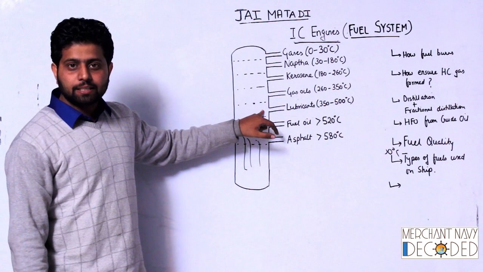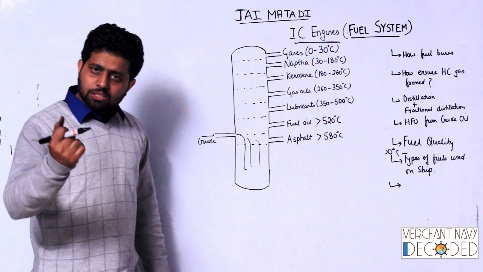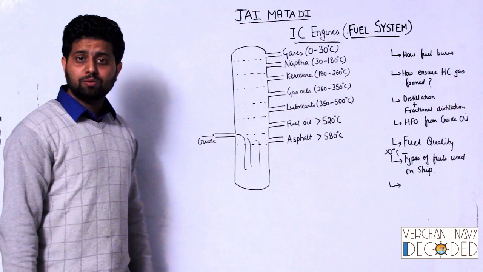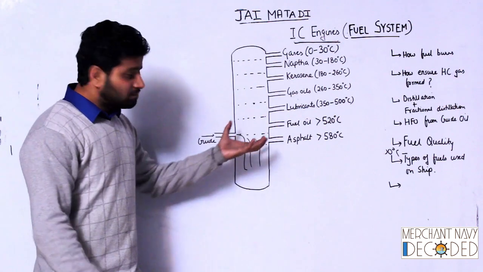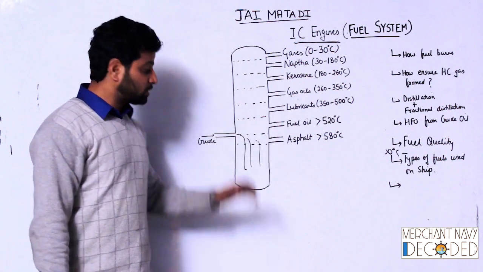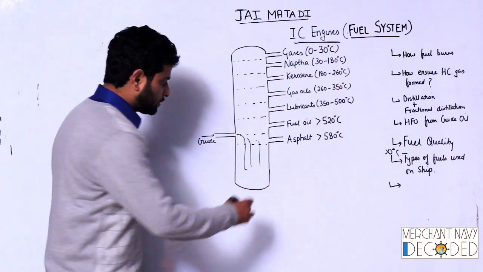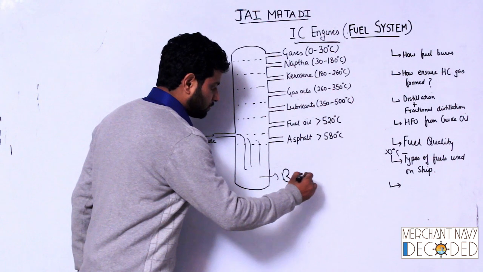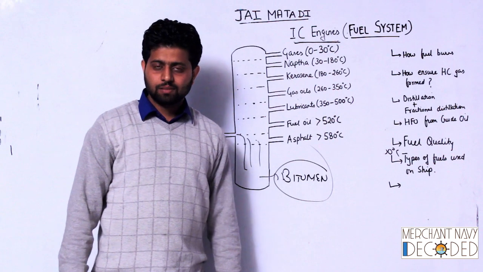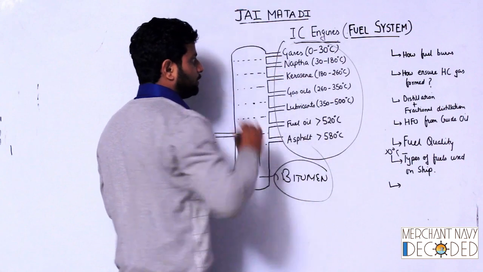Lubricants at 350 degrees centigrade become liquid. Fuel oil, now this is why it is called residual fuel oil. See, all the good quality has gone, and degraded stuff is staying below. Right? Worst quality fuel becomes liquid at 520 degrees centigrade temperature. Similarly, asphalt, and finally what remains down below is bitumen, coal tar.